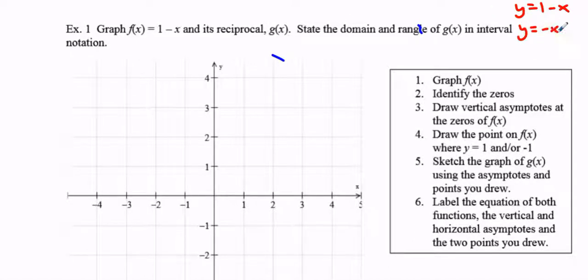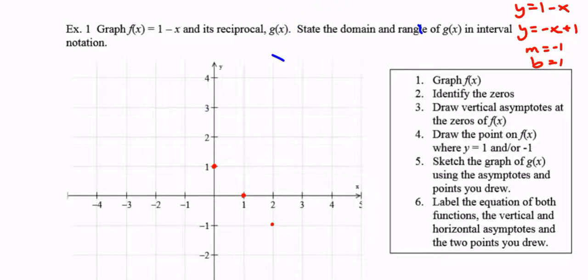So let's just rearrange this. The slope is -1 and the y-intercept, the b, is 1. So let's start with the b. We're going to graph that, and we're going to apply the slope of -1 over 1, which means we're going down 1 and right 1. Down 1 and right 1.